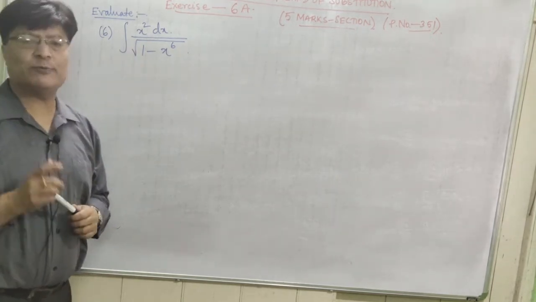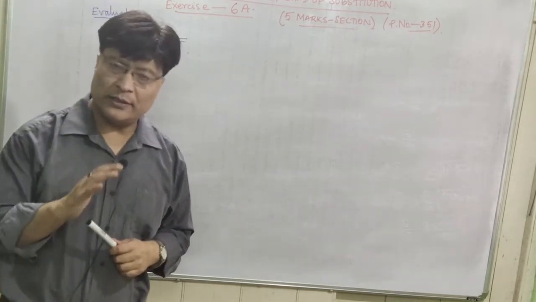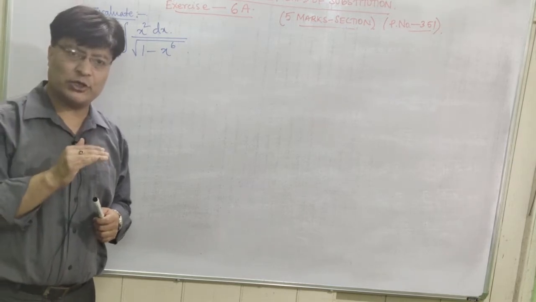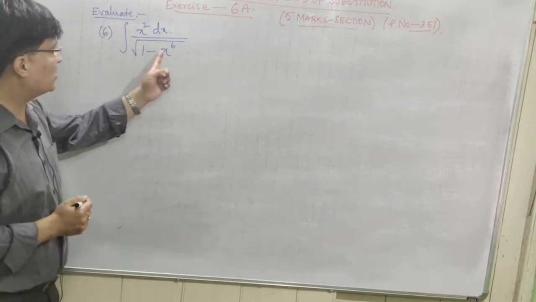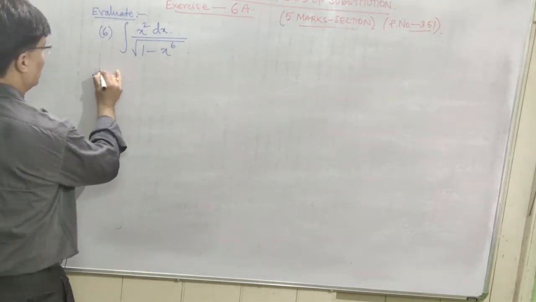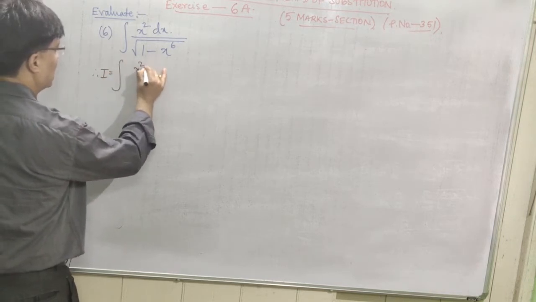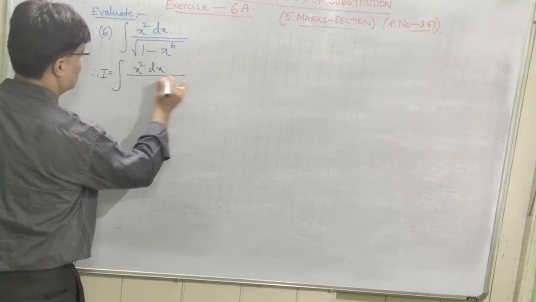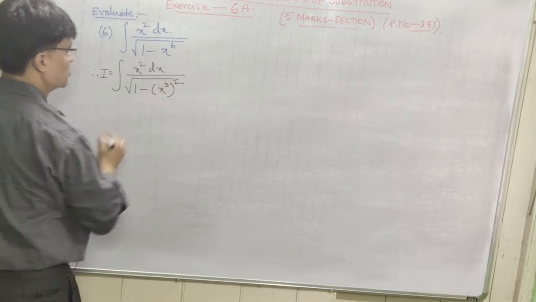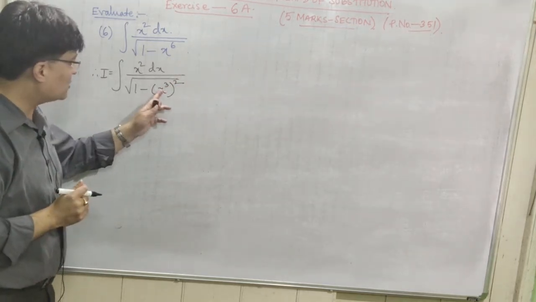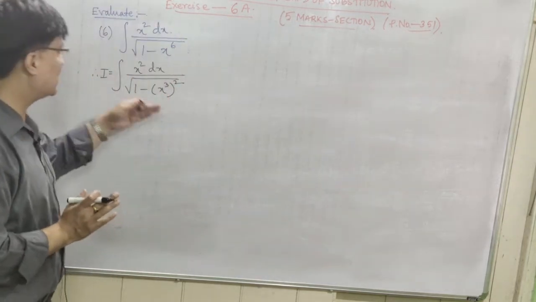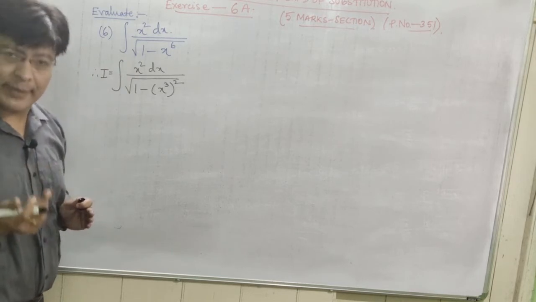Differentiation of which function may be x square? It is x cube, isn't it? What is the differentiation of x cube? 3x square. So you have to make this x to the power 6 as x cube whole square. So therefore I is equal to integral of x square dx divided by root over 1 minus x cube whole square. And you know that the differentiation of x cube will be 3x square, 3 constant, but we are getting x square, isn't it, if you differentiate x cube.